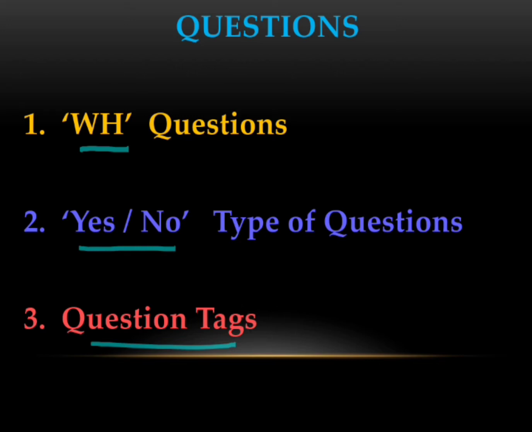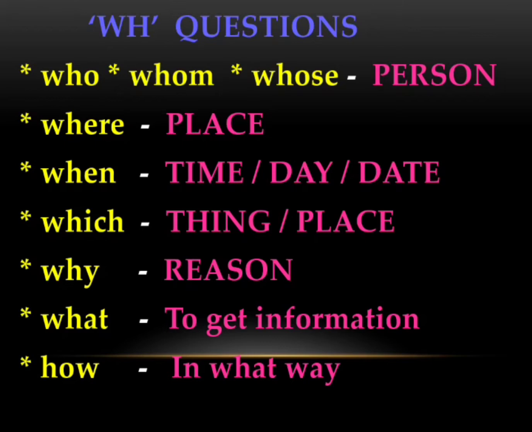Now let us see how to frame questions using WH words. What is this WH question? In this WH, W stands for all the question words which begin with W, and H stands for how. Now you can see what each WH word represents.